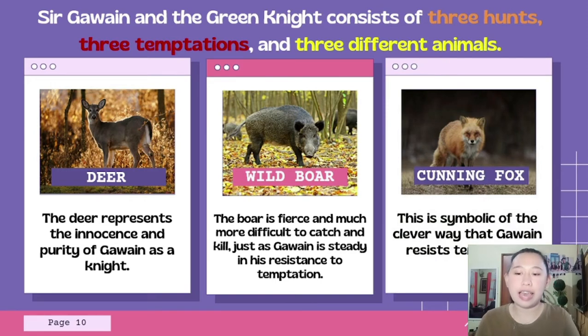The third day hunt is for a wily and cunning fox. So this is symbolic of the clever way that Gawain resists temptation. However, Gawain is tricked by Bersilac's wife into taking the green girdle. The acceptance of this gift represents Gawain's fall from perfect chivalry and knighthood, since he lies about it to Bersilac.